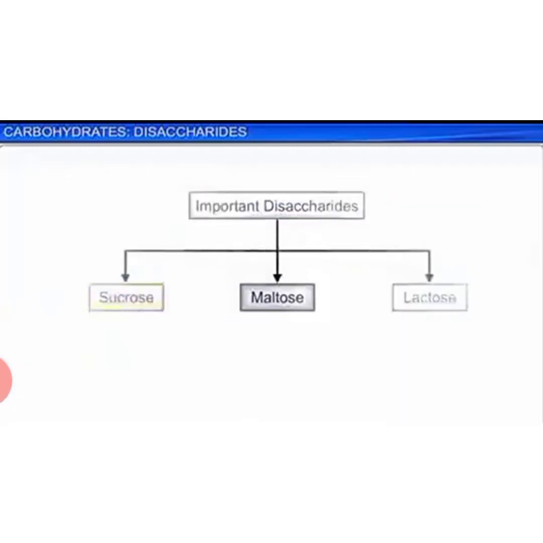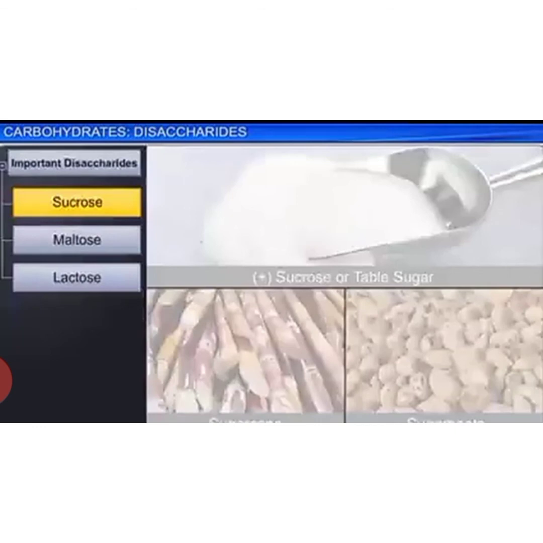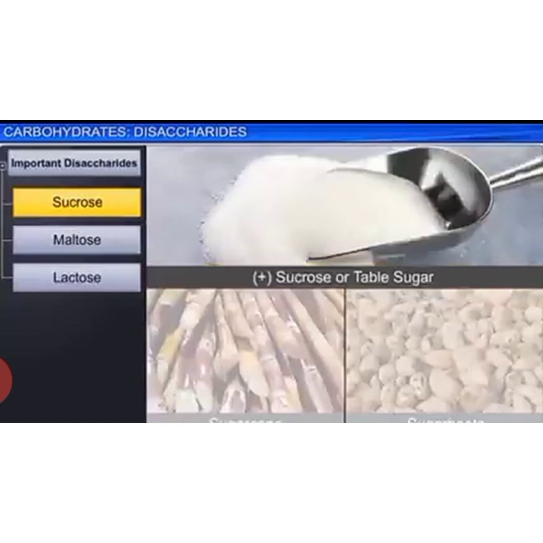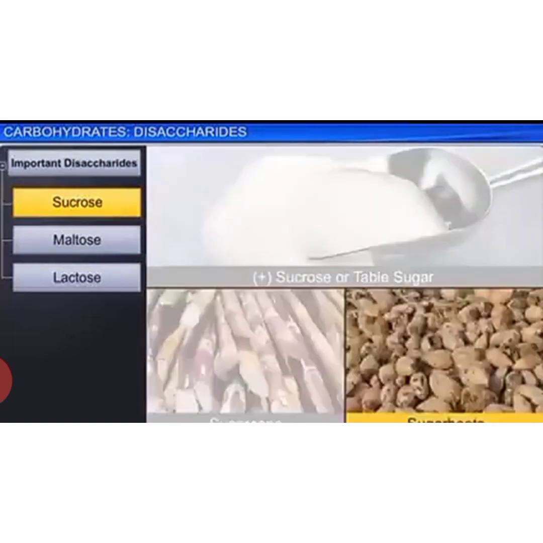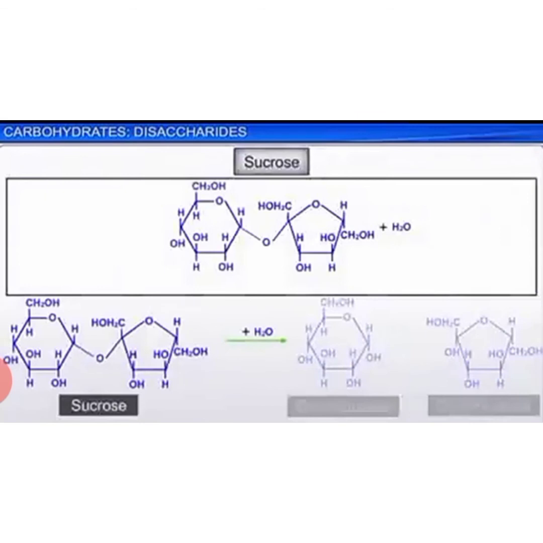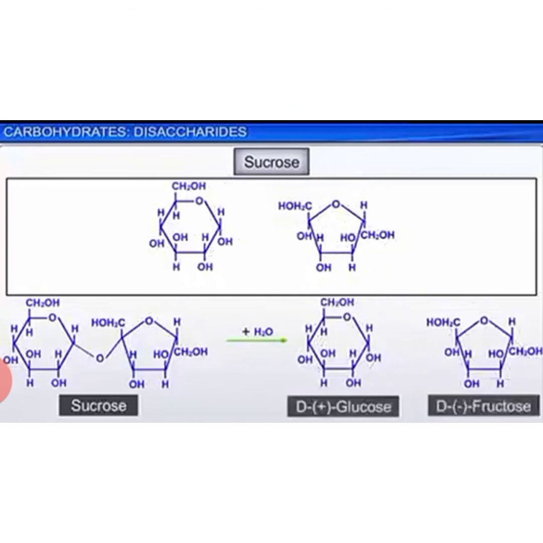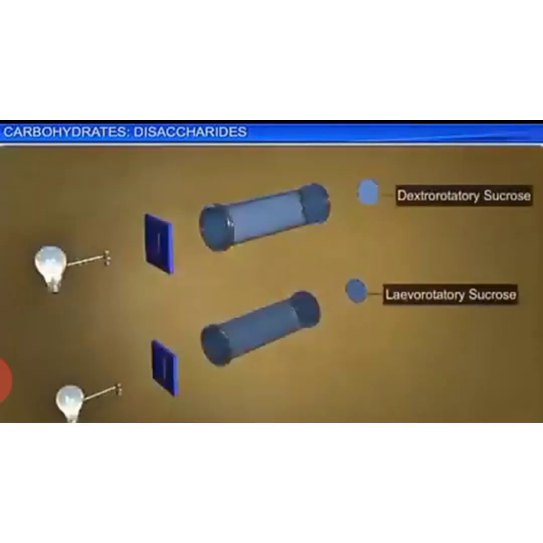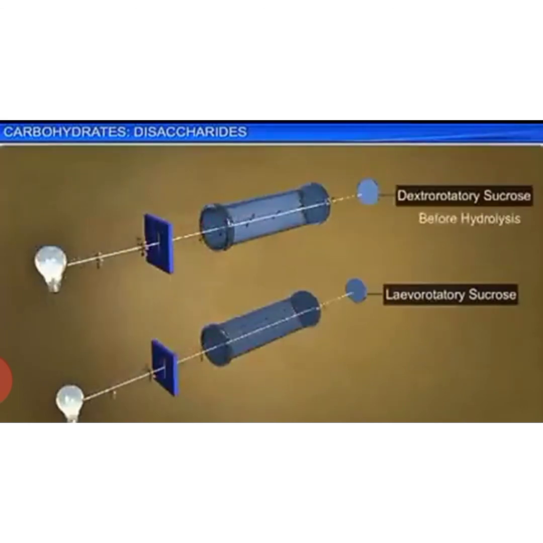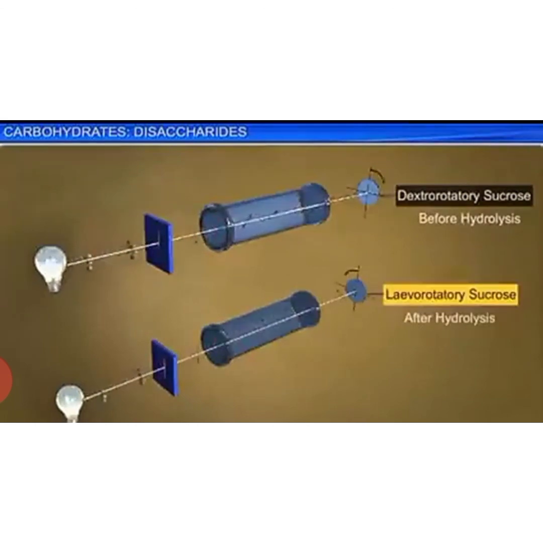The well-known disaccharide (+)-sucrose, or table sugar, is obtained from sugarcane or sugar beets. It has the molecular formula C12H22O11. The hydrolysis of sucrose yields an equimolecular mixture of D-(+)-glucose and D-(-)-fructose. Solutions of sucrose are dextrorotatory, but when sucrose is hydrolyzed, it becomes levorotatory. There is an explanation for this anomaly.